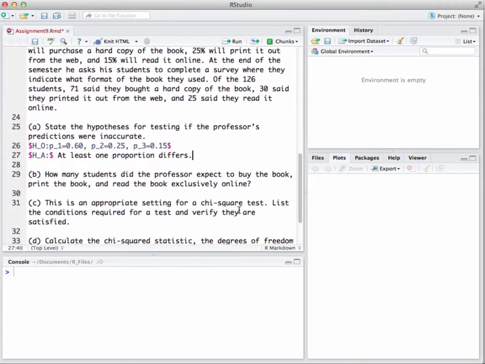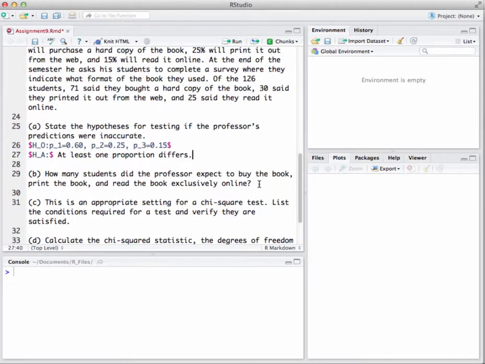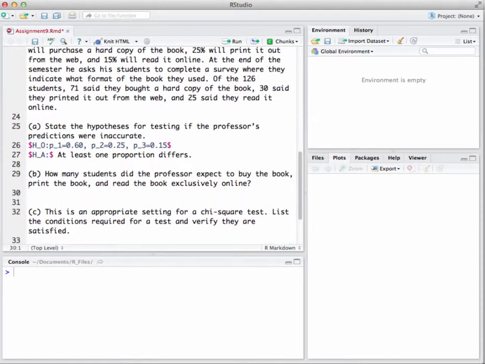Okay, cool. All right, so how many students did the professor expect to buy the book, print the book, and read the book exclusively online? Okay, so expected values, or expected counts, are found by doing n times p.